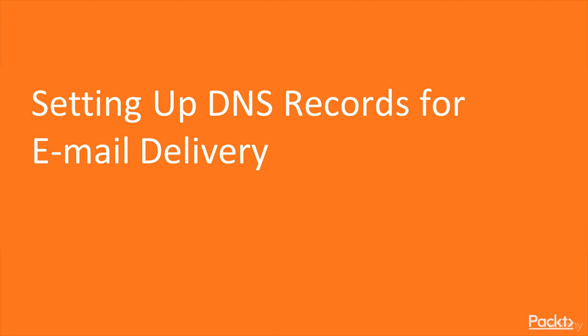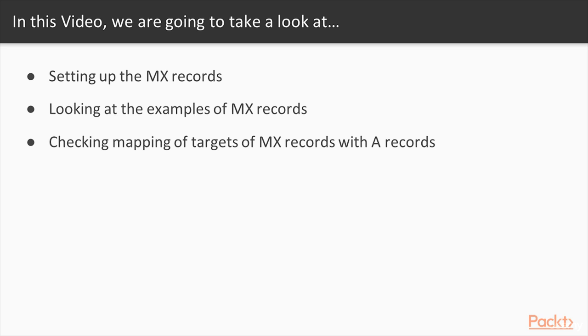This is the second video, setting up DNS records for email delivery. In the previous video, we configured postfix to send and receive email. In this video, we will set up the MX records, then look at examples of MX records, and finally check whether each of the targets of the MX records match A records or not.